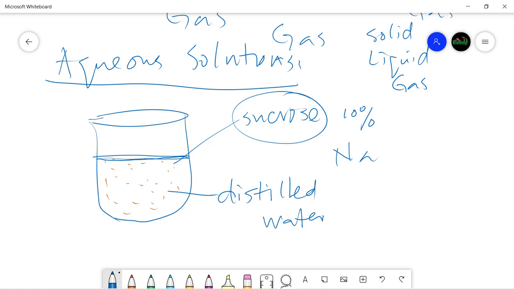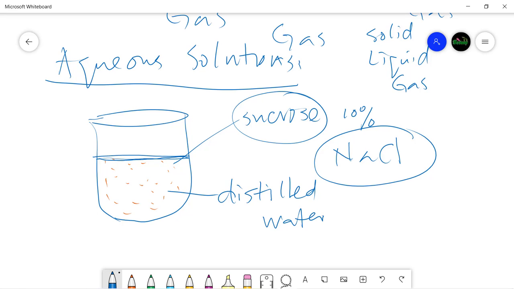Similarly, if you take a very common compound which we use in our daily life, sodium chloride, the common table salt, NaCl, and when you dissolve it, it gets dissolved in water, in distilled water or whatever it might be. So what happens when a polar molecule is dissolved in water?